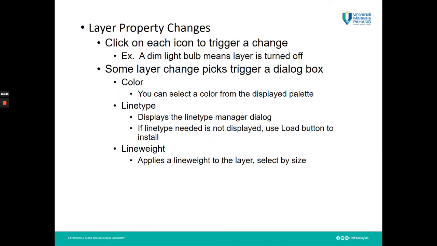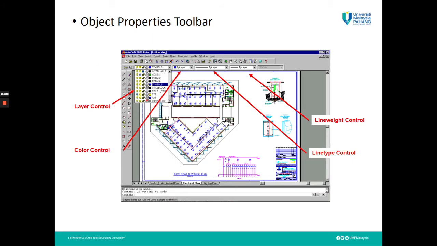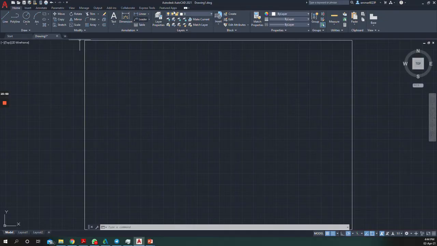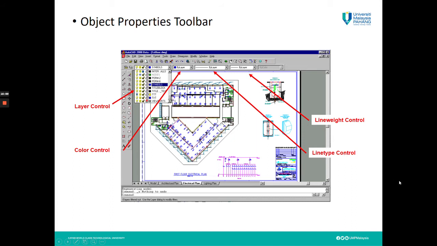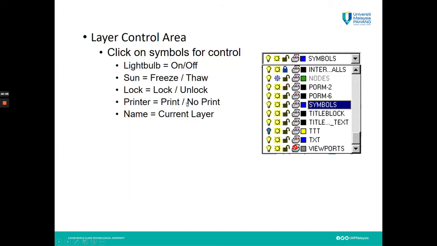The layer properties, okay, this one for example, this is an object property. You have a layer. So if you look closely at the layer control, this is the layer control. Once you want to draw something, say for example a symbol would be in blue color, so all the symbols are in blue. And then the control will show, this one is from 2000, so it's very old, but the latest one would be the one I've shown you, like this one. Okay, it's similar, but has been upgraded. Now these are known as the layer control area.